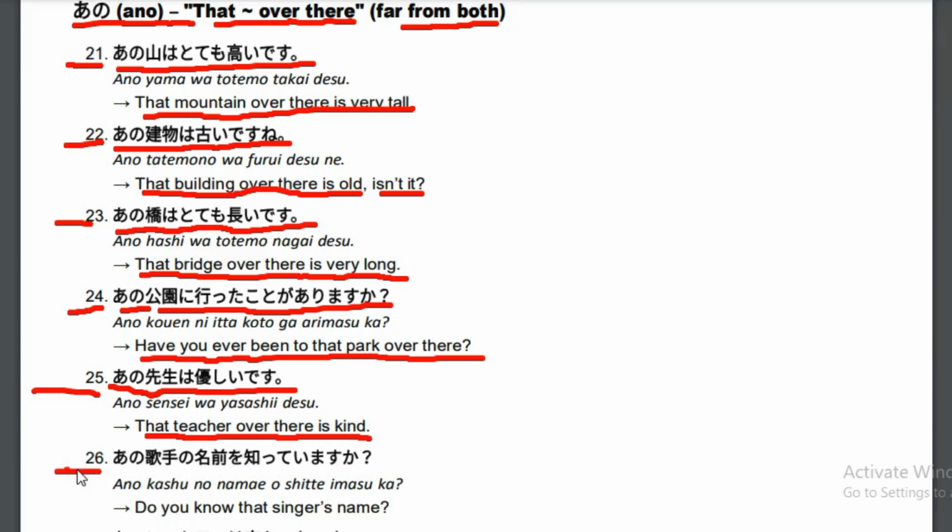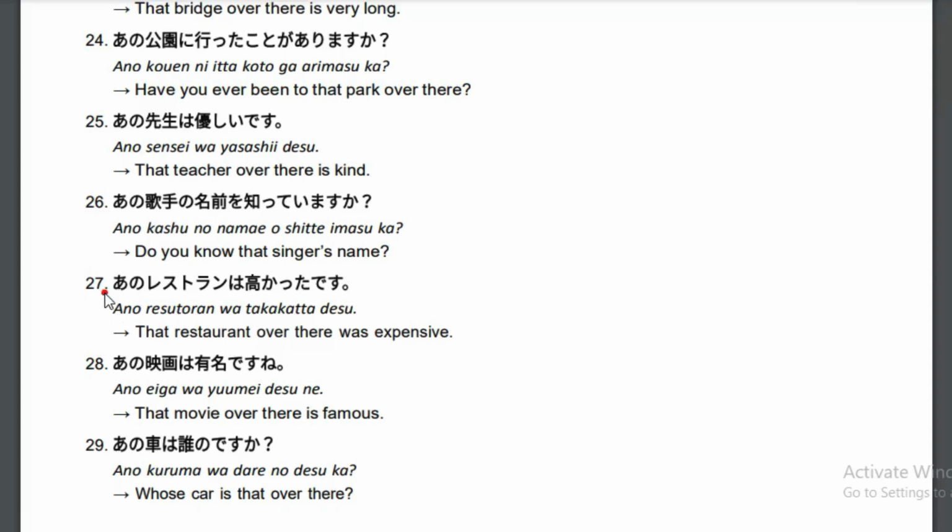The next example is ano kasho no namae o shitte imasu ka? Means do you know that singer's name? And the next example is ano restaurant wa takaka katta desu. Means that restaurant over there was expensive.